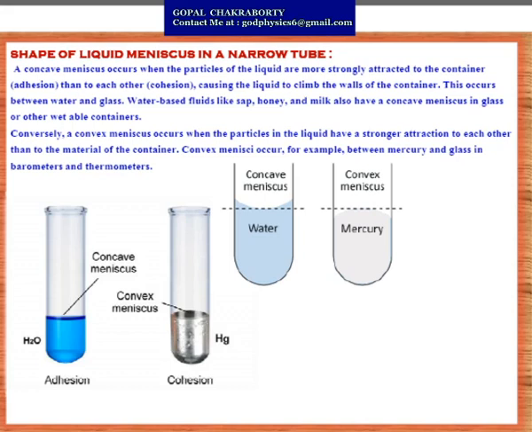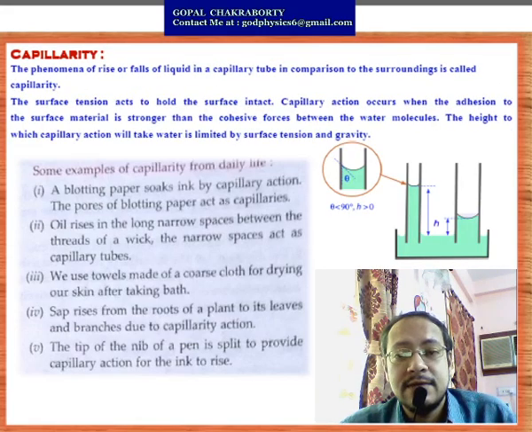Water-based fluids like sap, honey, milk also have a concave meniscus in a glass or other wettable container. Conversely, a convex meniscus occurs when the particles in the liquid have a stronger attraction to each other than to the material of the container. That means in that case the cohesive force is much greater than the adhesive force. A convex meniscus occurs, for example, between mercury and glass, in a barometer or thermometer, etc. So the forces of cohesion and adhesion play important roles in the contact angle.